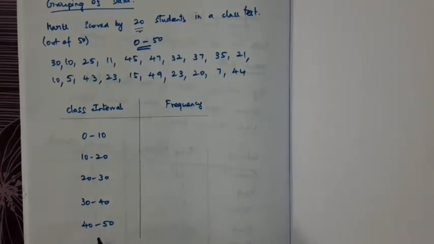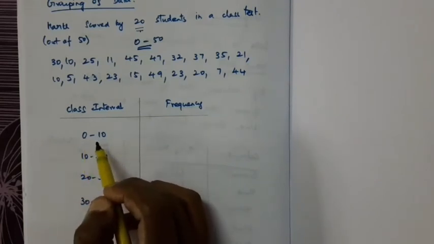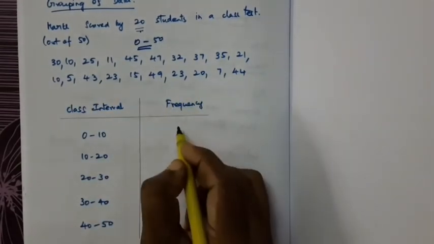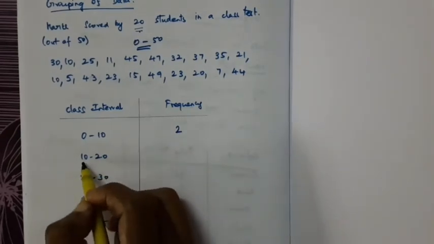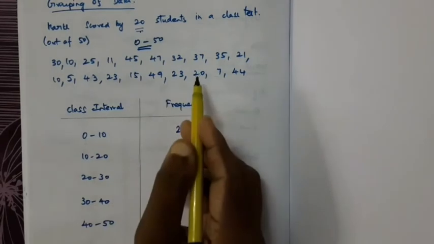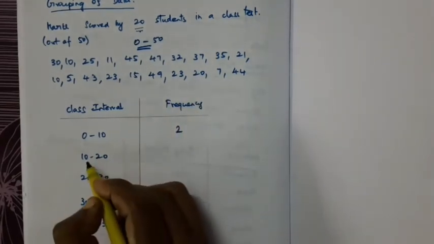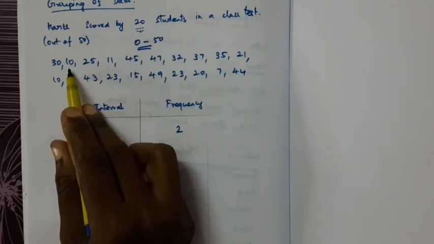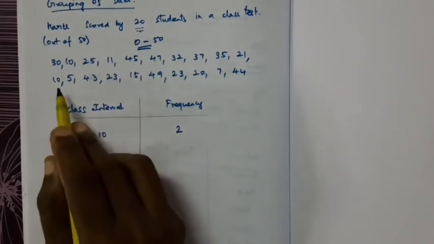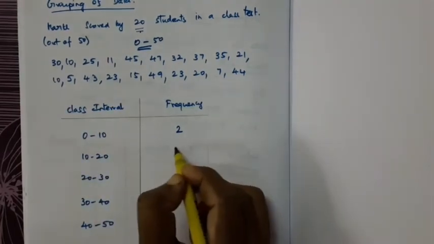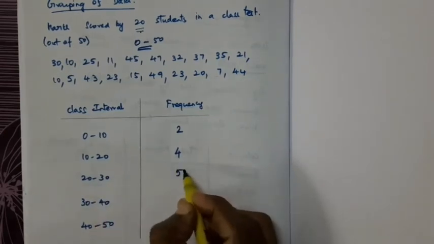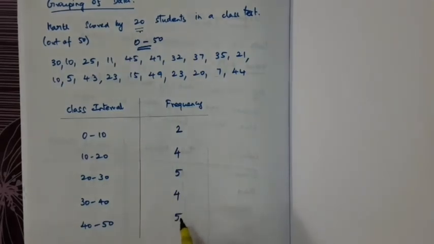Now I am going to count how many students scored marks from 0 to 9. Here is a 5 and here is a 7, so there are 2 students. Again from 10 to 19 I have to count. I should not count the 20 here, 20 should go to the next interval. So counting, there is 10, 11, another 10, another 15, so it is 4. Now from 20 to 29 it is 5, and here it is 4, and here it is 5. This is the class interval and this is the frequency.